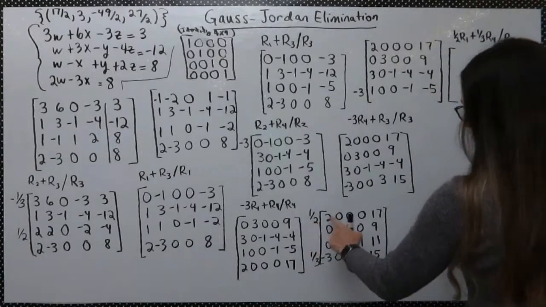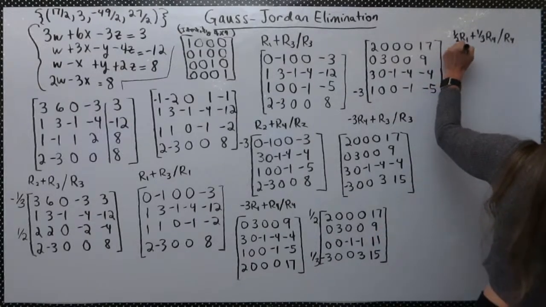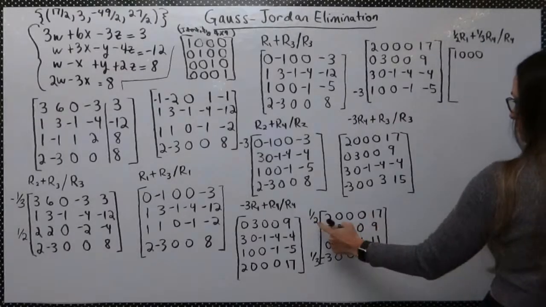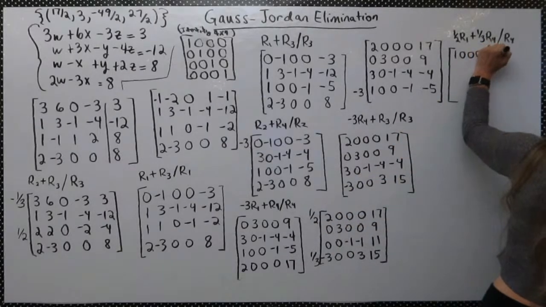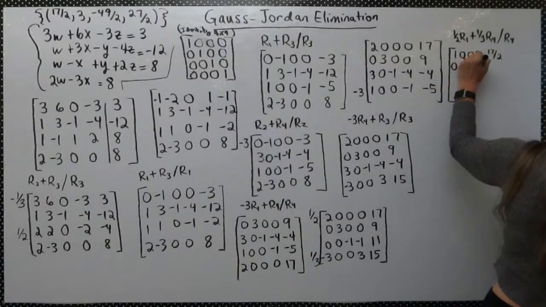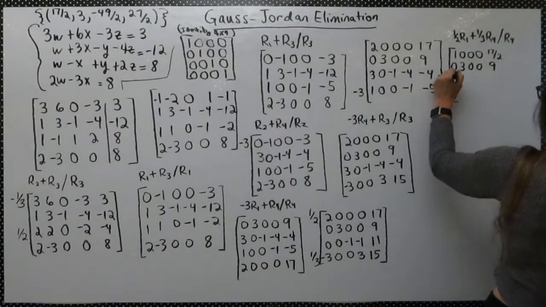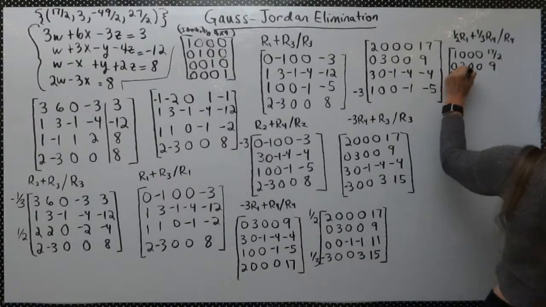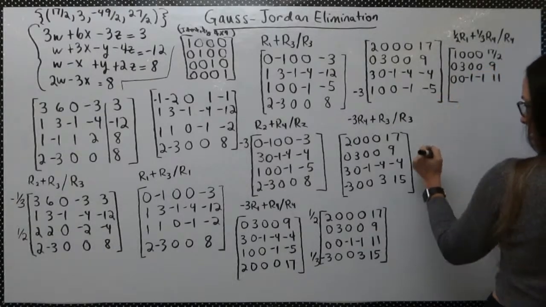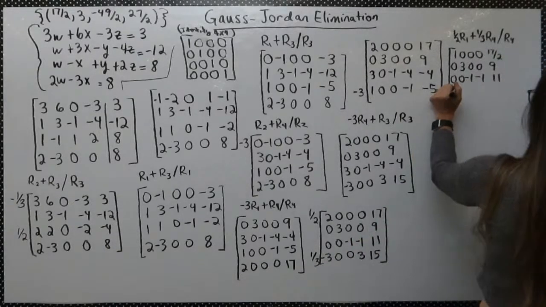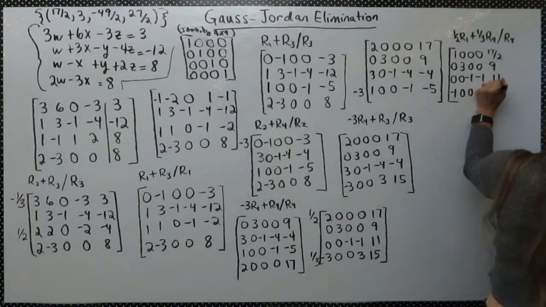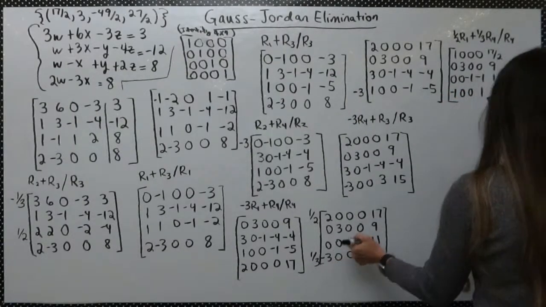And so we've got 1, 0, 0, 0. And then 17 divided by 2 is 17 halves. And then we've got 0, 3, 0, 0, 9. We've got 0, 0, -1, -1, 11. And then this one is going to be -1, 0, 0, 1, and then it'll be 5. 15 divided by 3 is 5.